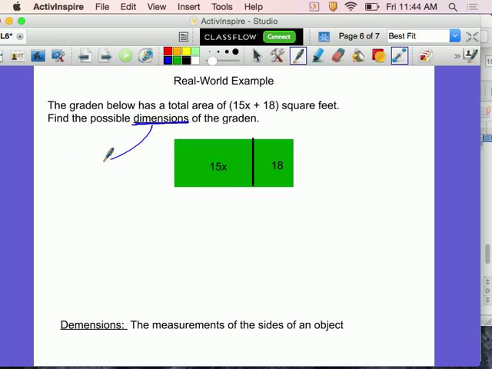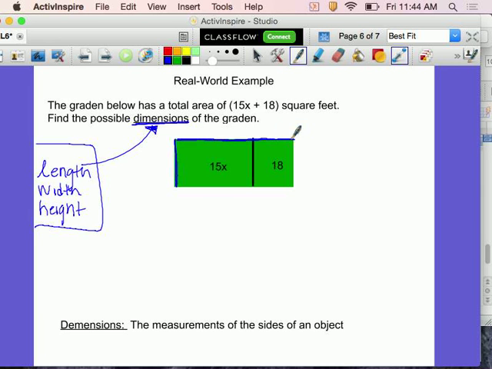So let's remember what the word dimensions means. Dimensions is like the length or the width or the height or any combination of those things. There's 3 dimensions: length, width, and height. So since this is a rectangle, we're just looking for length and width. In this one maybe you could say height and width or whatever two you want because they're interchangeable, but we're just looking for two of the three dimensions. So we want to find the possible dimensions.